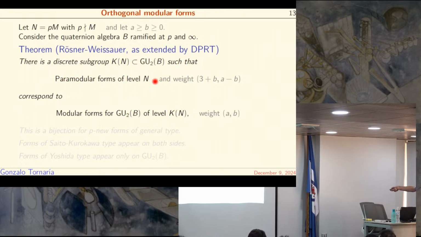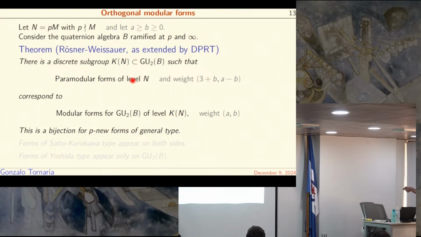Forms for the symplectic group of paramodular level K(n) correspond to modular forms for GU2(B) of level K(n). This K(n) here is different from the K(n) there. And this is saying how the weights relate. And this is actually a bijection for p-new forms of general type. This means that on this side, just like the classical Jacquet-Langlands, you only get forms that are new at p, so you don't get the old forms at p.